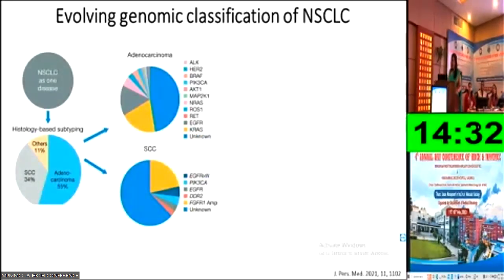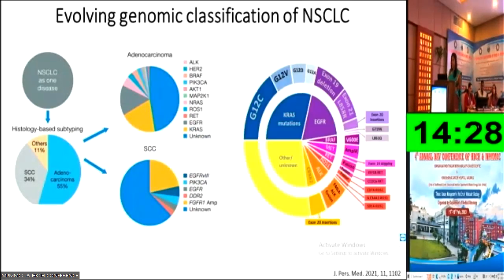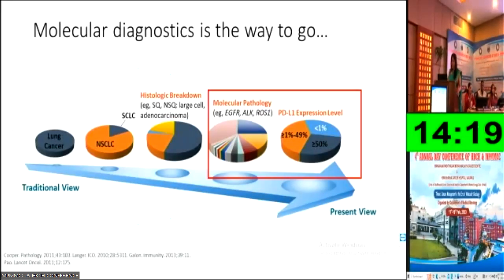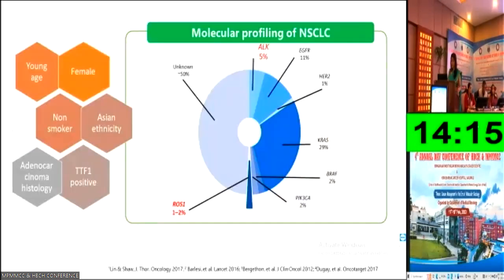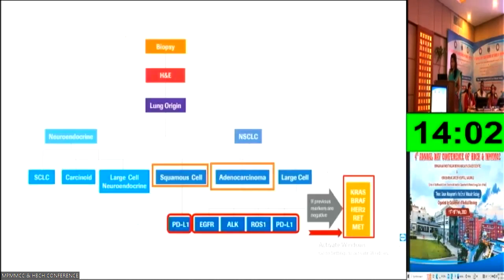So we know with the evolving genomic classification, we have n number of molecular alterations. Each histological subtype has further different molecular alterations, and lung cancer is no longer a single disease. It is comprised of multiple molecular targets, and molecular diagnostics is the way to go. We can't just stop at the histology and some basic markers. In the clinic, there is a typical clinical scenario of a young female non-smoker with adenocarcinoma histology, which will have a typical biomarker altered NSCLC.